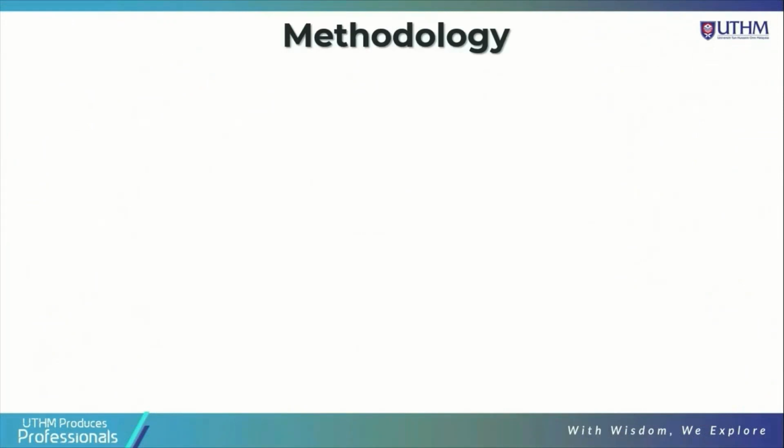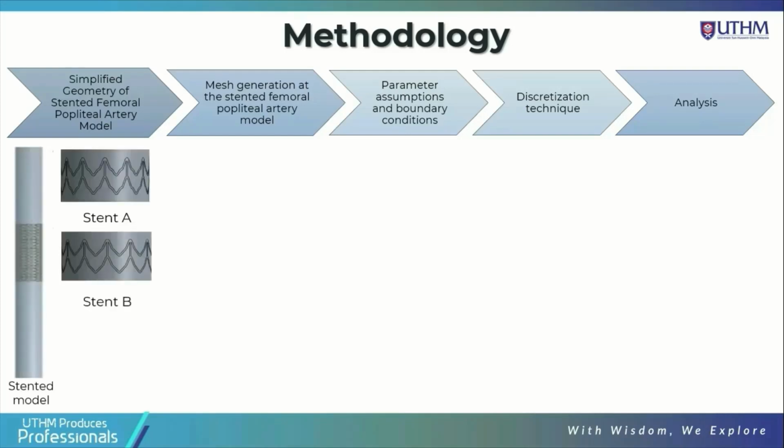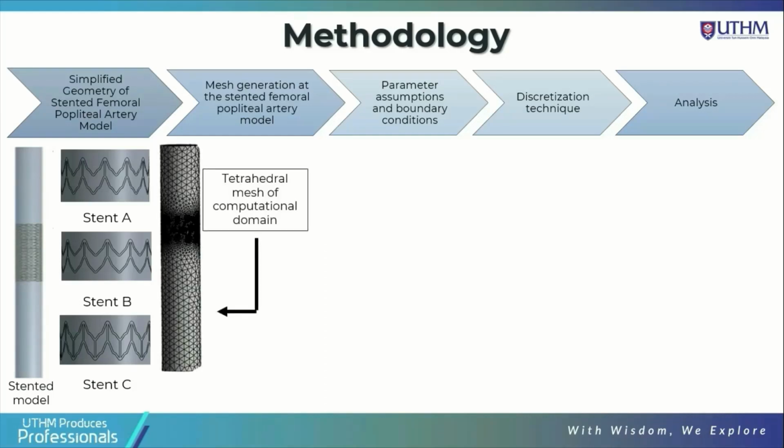In the methodology section, they consist of 5 steps. The first one is the simplified geometry of the central femoral popliteal artery model, which consists of stent A, stent B, and stent C. The second one is mesh generation as the stented femoral popliteal artery model. The mesh type generation is tetrahedral mesh of the computational domain.